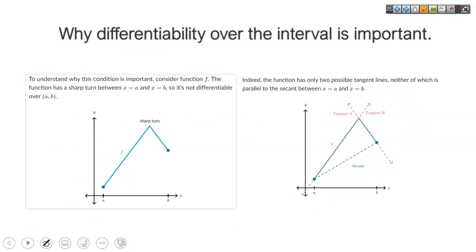Why differentiability over an interval is important. So again, differentiability implies continuity. Differentiability also implies a derivative. So if it is not differentiable, then you cannot guarantee that the slope of the secant and the slope of the tangent will equal each other, because this does not take on every slope. So you can see over in that example, that tangent line only has two possible slopes, never being parallel to the secant.